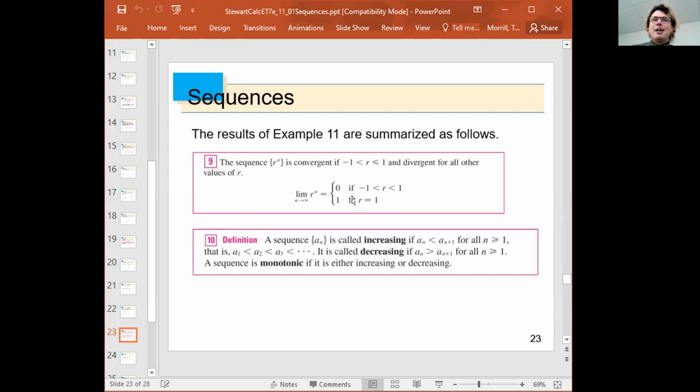Now, before I end today, I also want to talk about some more tools for figuring out whether or not a sequence converges. So I'll want to know if sequences are increasing or decreasing at some particular term. So let's say you know that a sub 10, the 10th element in your list, is less than a sub 11, the 11th term of the sequence. Well, the sequence is increasing there.